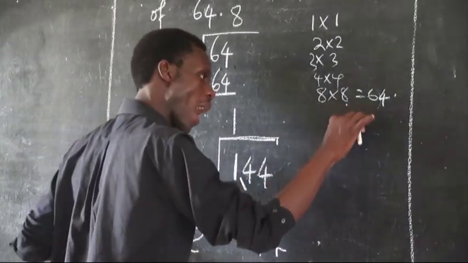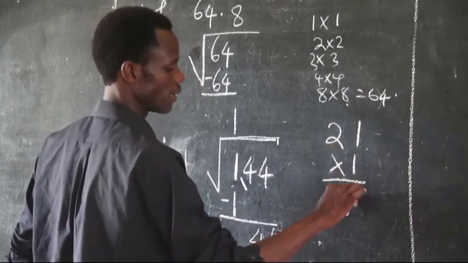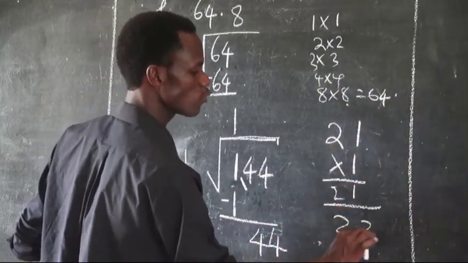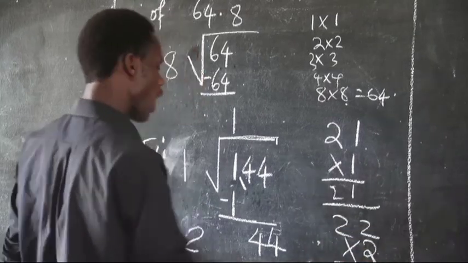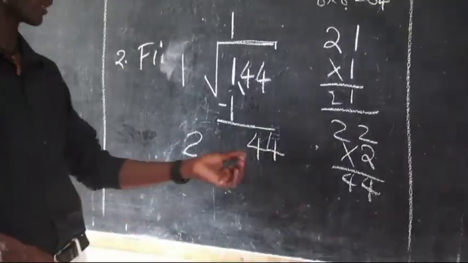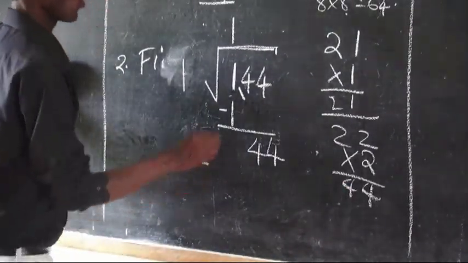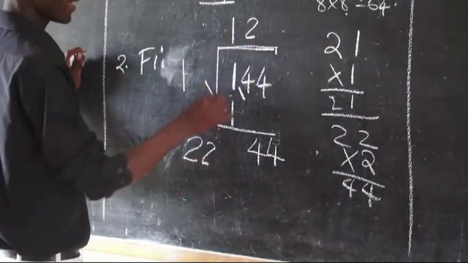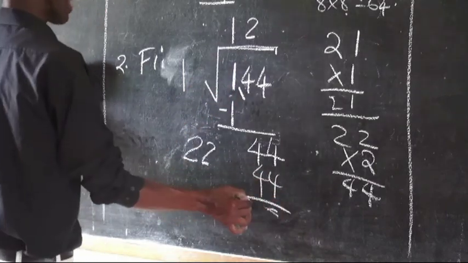When you put 1 here, you just multiply by 1, but it is equal to 21. But when you put 2 here, you just multiply by 2, which is equal to 44. Now, we are looking for the number which is called 44. Now, we have got it. So, because we have written here 2, also here you write 2. And that's why this time you got 44.